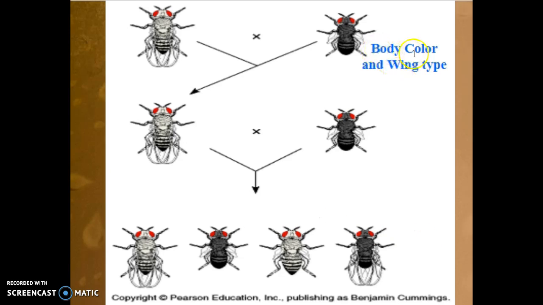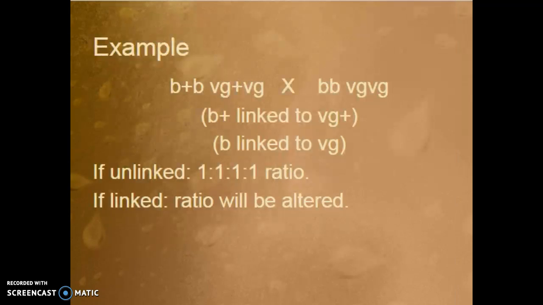So here's our body color and wing type cross. You see here's the parental generation, F1. We get the dominant phenotypes. We crossbreed again. We get a 3-to-1 ratio of all the different traits, surprisingly enough.